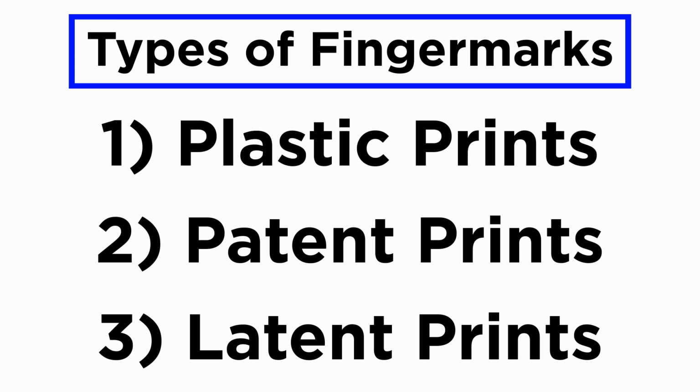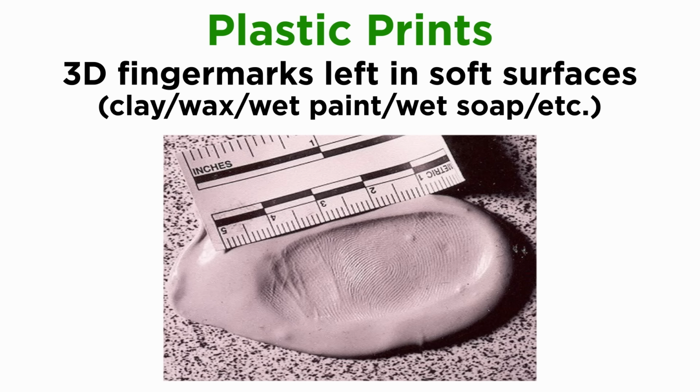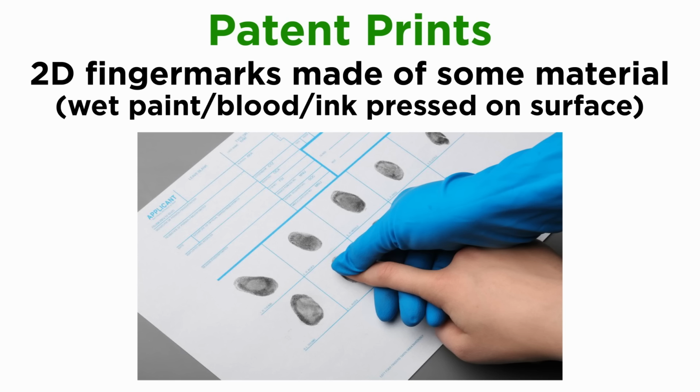Broadly, we can classify the finger marks into three types. 1. Plastic prints. These are three-dimensional finger marks formed when a finger is pressed against a soft surface, such as clay, wax, wet paint, wet soap, etc. 2. Patent prints. These are two-dimensional finger marks that form when fingers that are carrying a particular material, such as wet paint, blood, or ink, are pressed against a surface. Such finger marks are readily visible on many surfaces.